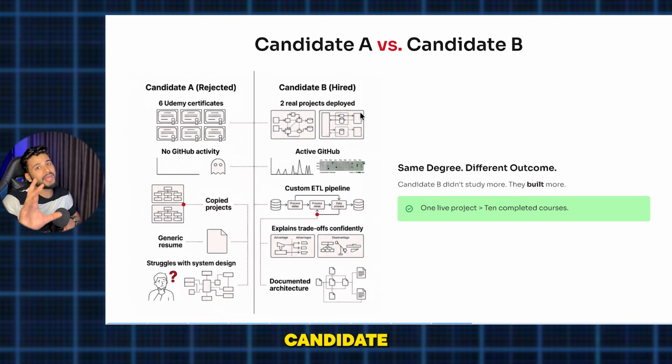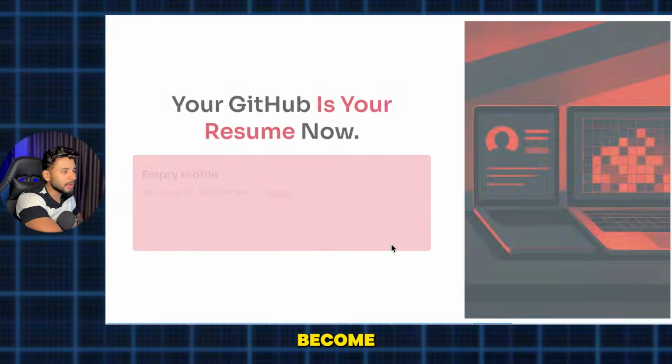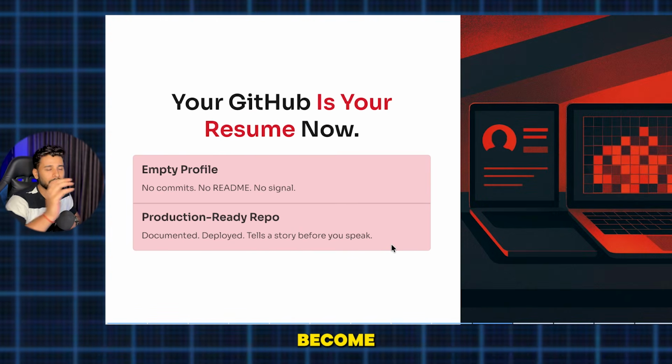And there is candidate B who has done a course. After that he built 2 projects, good deployed projects. He is able to rectify those things, has active GitHub activity, and has built a custom ETL pipeline. He is able to tell about the trade-offs, the advantages, disadvantages, pros and cons of the things, and answer those. So that is how candidate B will be selected, okay? That is why you have to become candidate B, and it is very important to become that person.